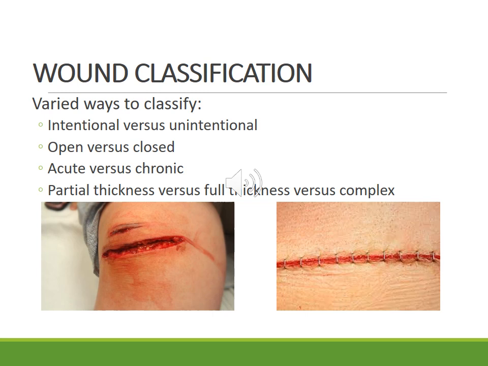In the next few slides, we're going to talk about this. As you can tell, there's a lot of terminology within this chapter as well. So just being aware, as we go through these slides, of what the definition of an open wound versus a closed wound would be is something we would want you to take notes on.